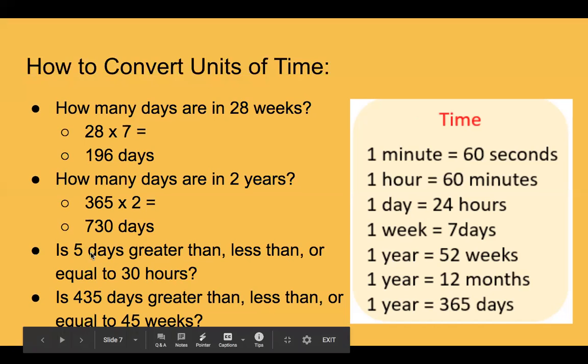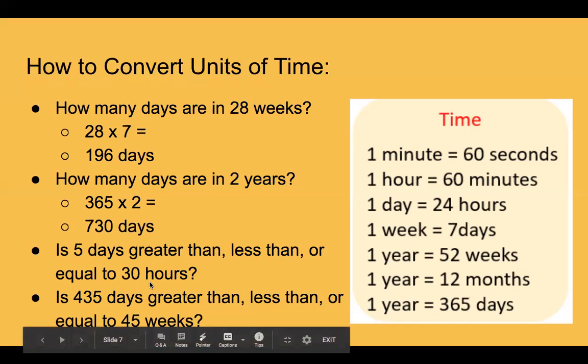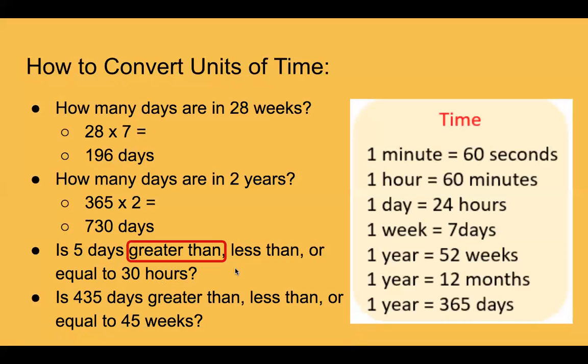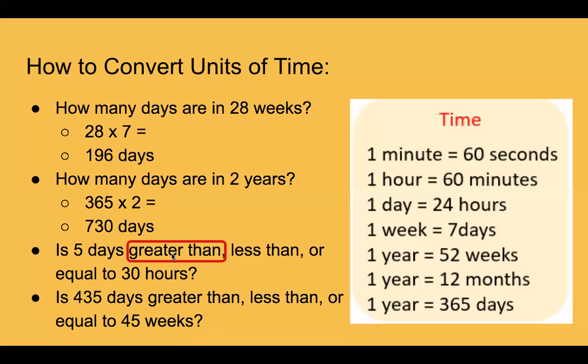All right, so for that, you should have got 120. 5 days is equal to 120 hours. So is 120 hours greater than, less than, or equal to 30 hours? The number 120 you should have got is bigger, right? 120 is greater than 30. So remember, we had to change the units in order to compare them. I can't just say, oh yeah, 5 days, 5 is a smaller number than 30. But you have to think about days is a lot longer than hours, right? So 5 days is longer than 30 hours. It's a greater amount of time.